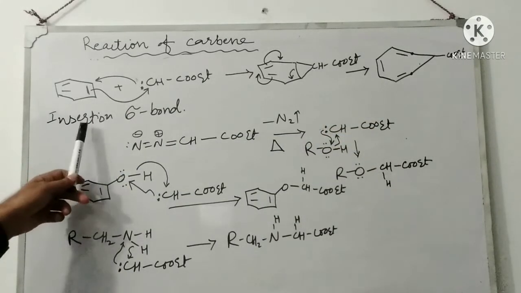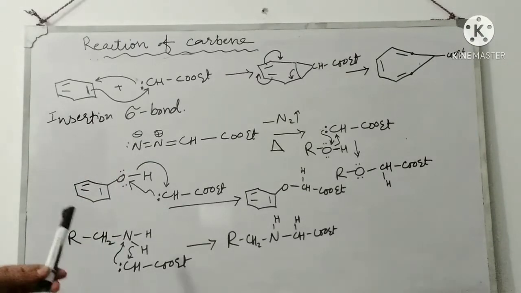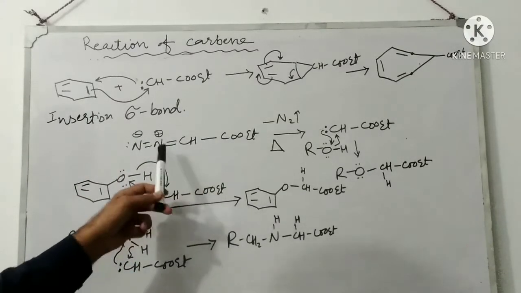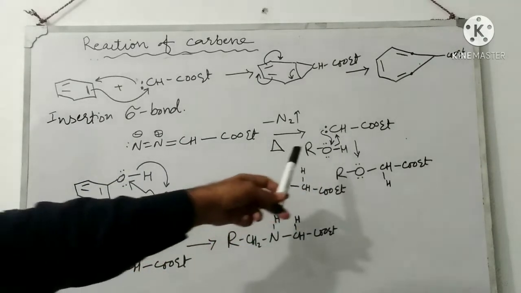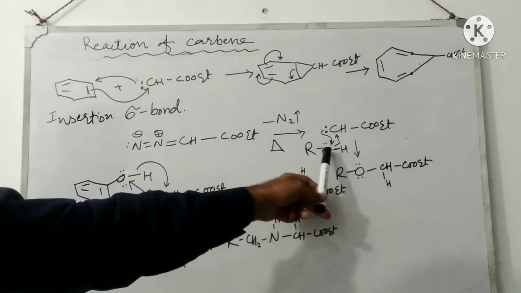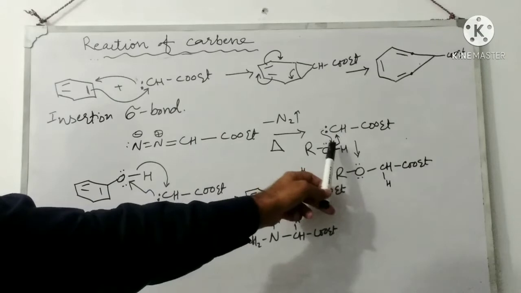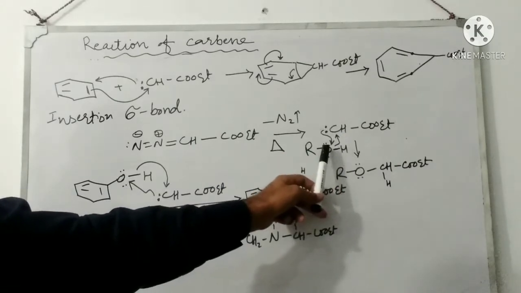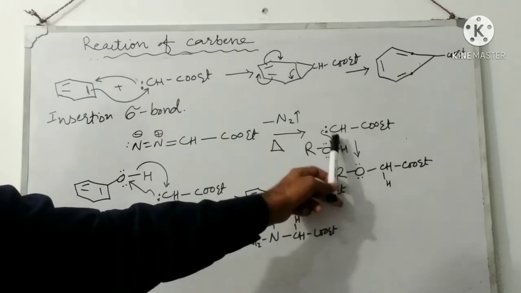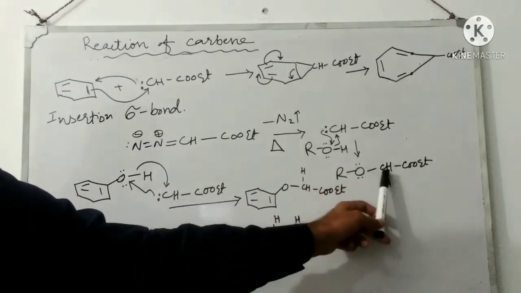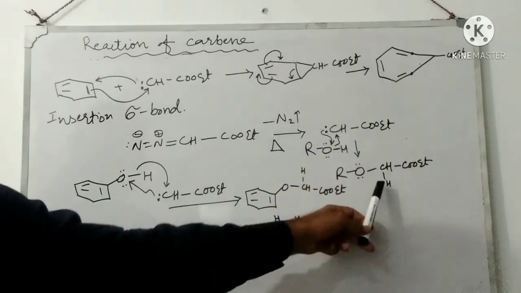Now this is the insertion of the carbene into a sigma bond. Basically this azo compound, after heating, gives this carbene. When this carbene is added to the alcohol, it inserts into the oxygen-hydrogen sigma bond. These two electrons of the carbene make the bond between this carbon and the oxygen, and then the hydrogen makes a bond with this carbon. So the carbene basically inserts into the oxygen-hydrogen sigma bond.